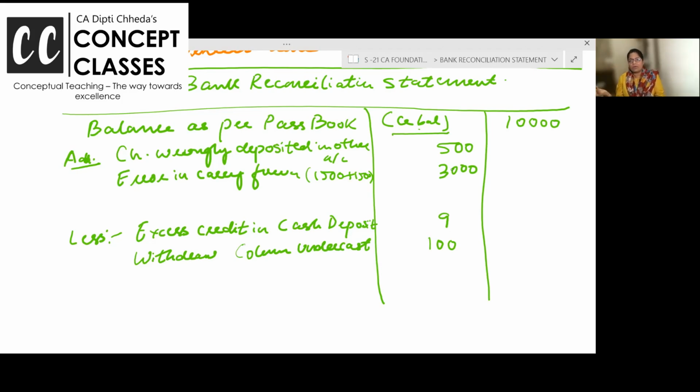Credit one wrong. 350 दो बार डेबिट किया, whereas they should have debited once. So now credit. It's already credit and now credit. So add. Check issued, recorded twice.